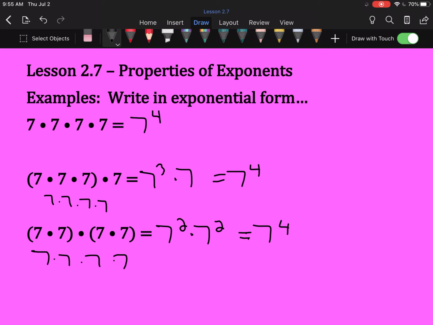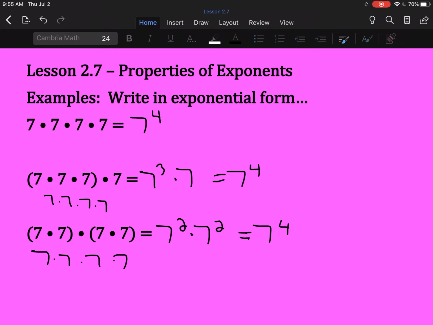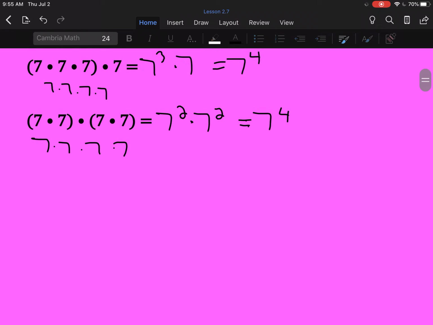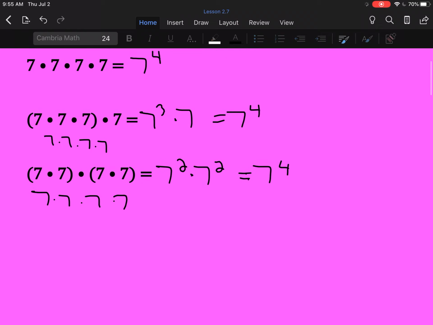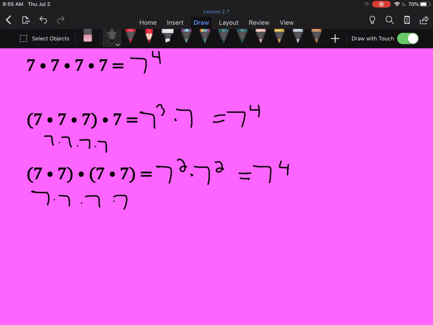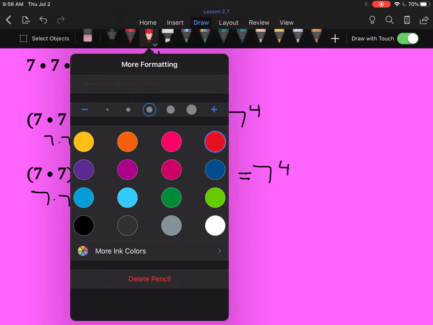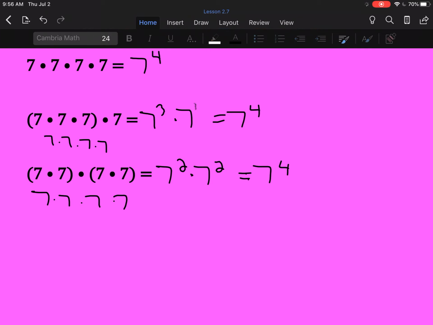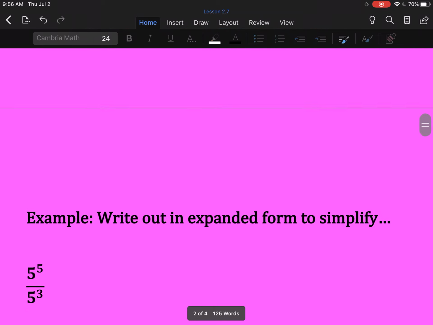What I'm showing you here is if you have the same base multiplied together with different powers, or even the same power for that matter, you can write it as a single version by adding the exponents. 7 squared times 7 squared, 2 plus 2 is 4. 7 to the 3rd times 7, 3 plus the invisible 1. Told you that would come back. 3 plus the invisible 1 is 4. So that's a rule.